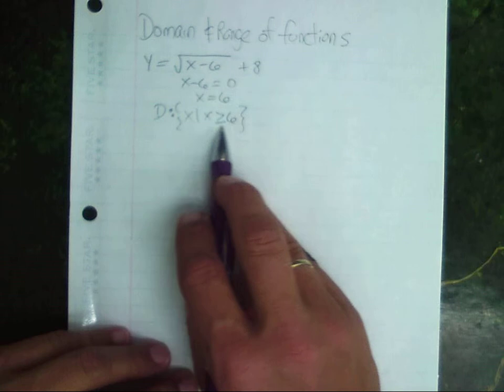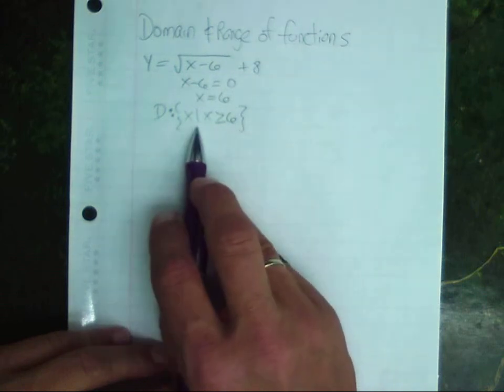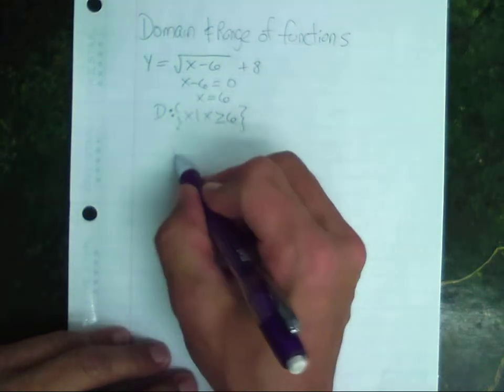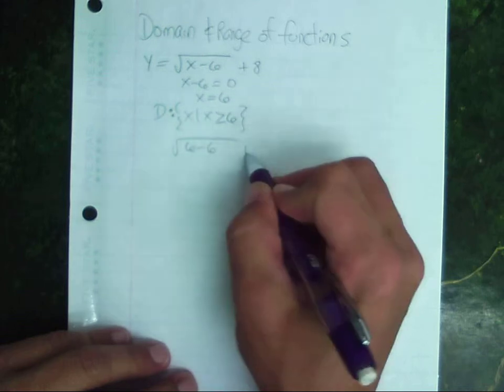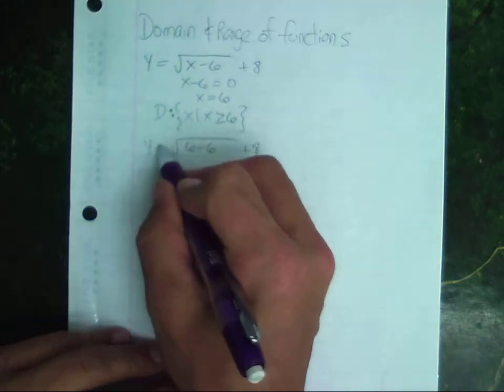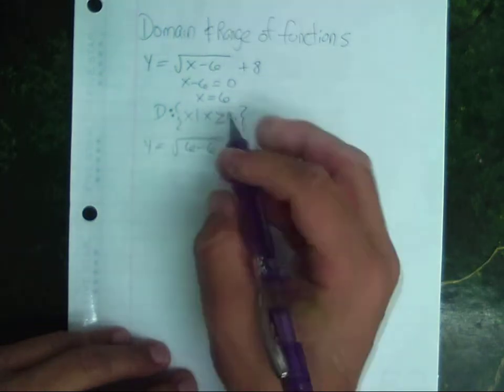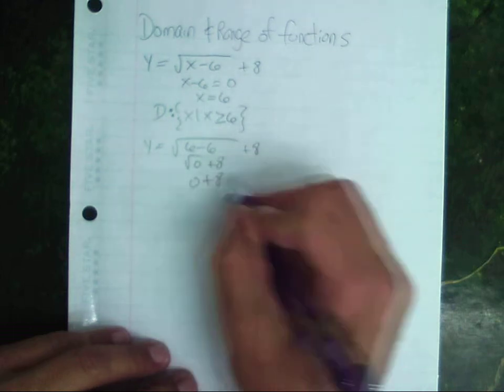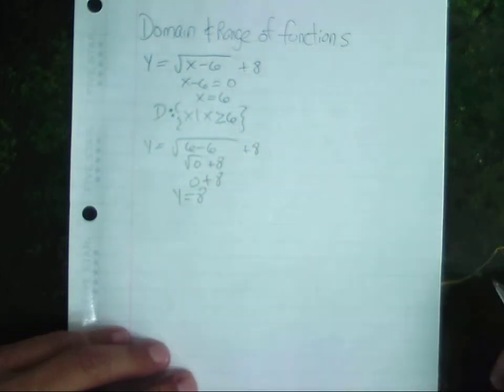Well, looking at what we already determined for a domain, putting 6 in, 6 minus 6 is 0. Square root of 0 is 0. Y is 8.